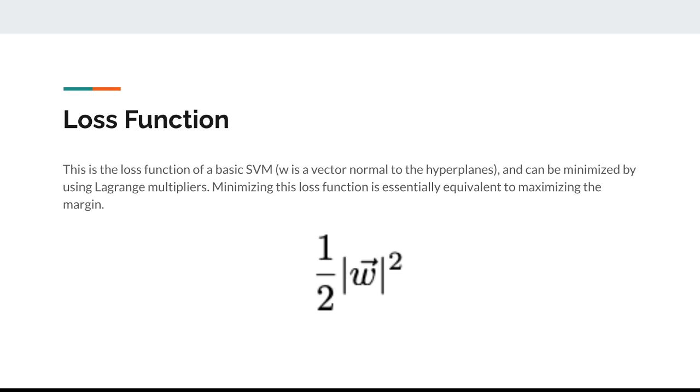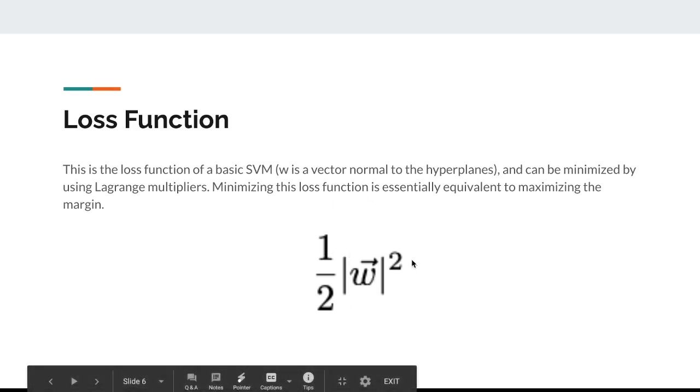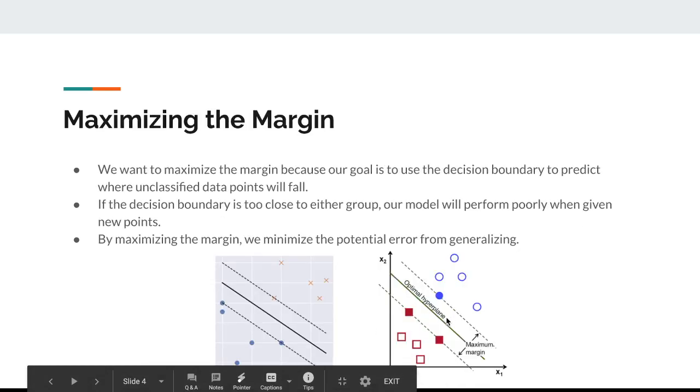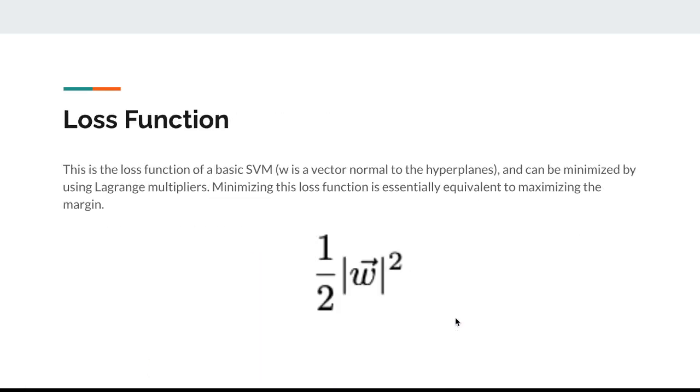So basically, what we're trying to do by minimizing this loss function is we're trying to maximize the margin. If we get this 1/2 magnitude of w squared as low as possible, this margin that we discussed here will increase as much as possible, and that's the goal. So this is what a loss function is in machine learning: something you want to maximize or minimize to get a better classifier.